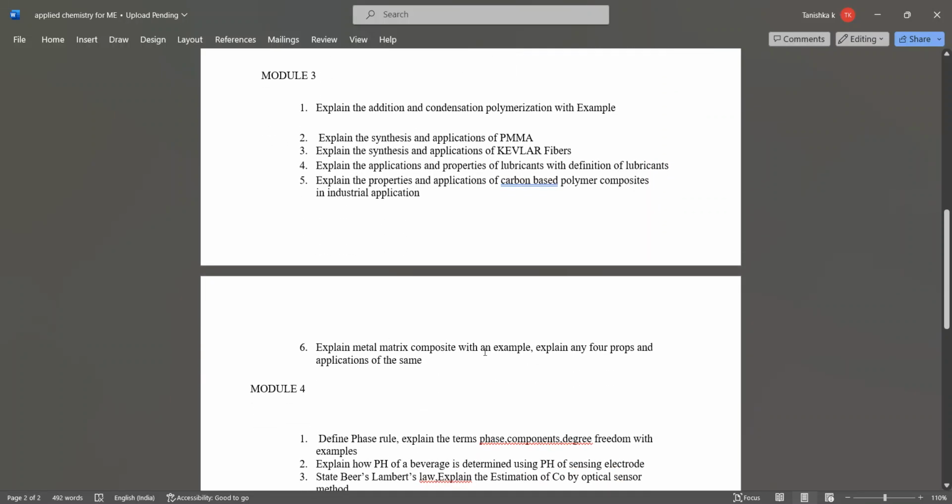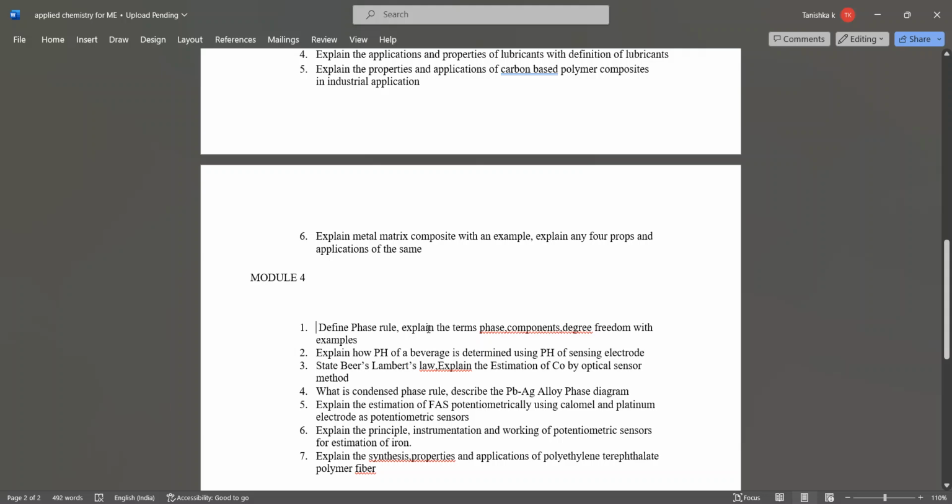Explain metal matrix composite with an example. Explain any four properties and applications of the same. Then in module 4, define phase rule. Explain the terms phase, components, degree of freedom with examples.